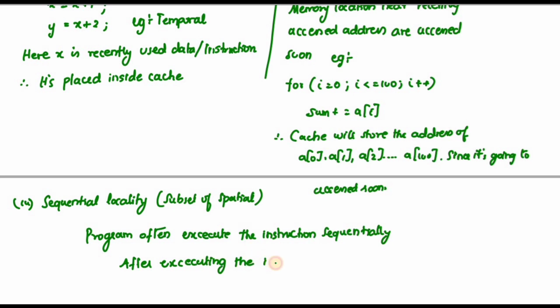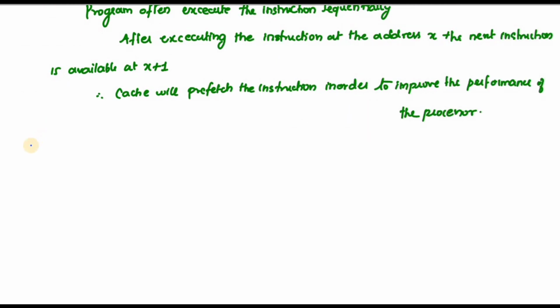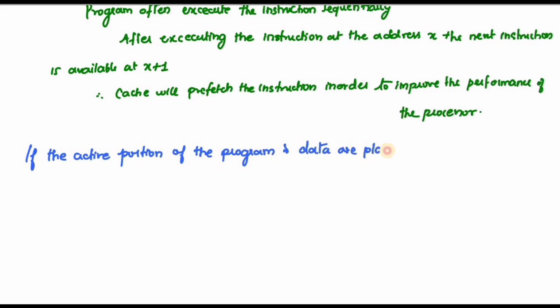So the next one is sequential locality. As I already told, it is a subset of spatial locality. Generally, a program will often execute instructions sequentially. So after the execution of the instruction stored at address x, the next instruction must be available at address x plus 1. Therefore, the cache will prefetch the instruction address locations in order to improve the performance. So this comes under sequential locality.